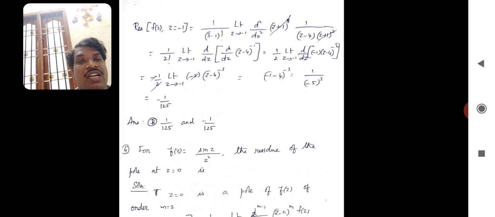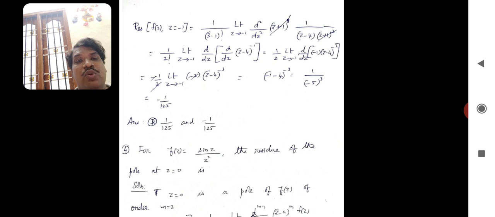product of two first order derivatives, which is d by dz into d by dz of 1 by z minus 4 again. So if I differentiate a function with respect to z, you make sure that the variable is present in the numerator, but unfortunately our function has z in the denominator, so you bring it to the numerator. So when I bring z minus 4 in the denominator to the numerator, I will get z minus 4 power minus 1.